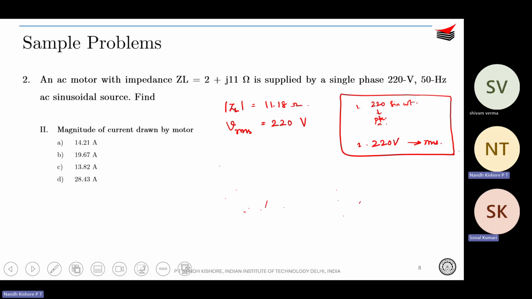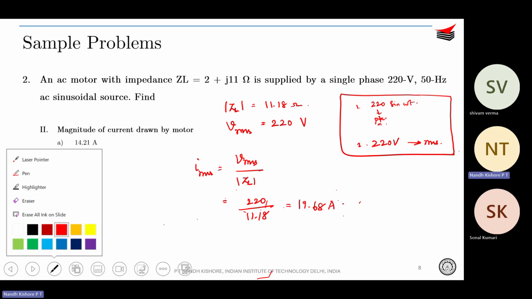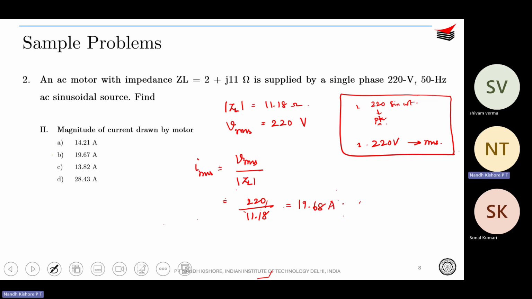They have given VRMS and ZL, therefore you can very easily find out IRMS. IRMS would be VRMS by ZL, so 220 divided by 11.18. How much do you get? I'm getting 19.68, so 19.67 amperes. I think this is also pretty simple.